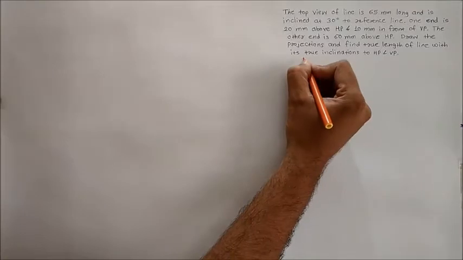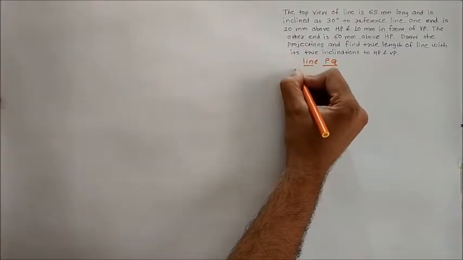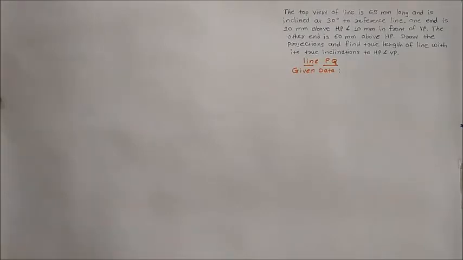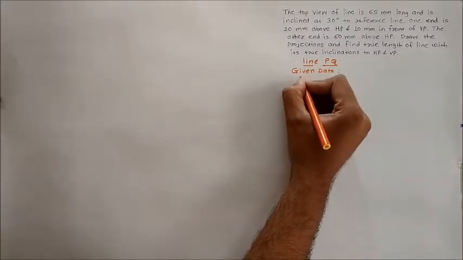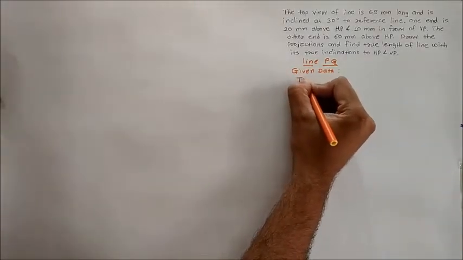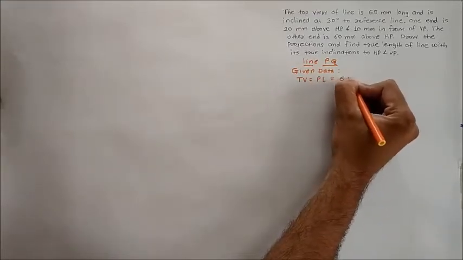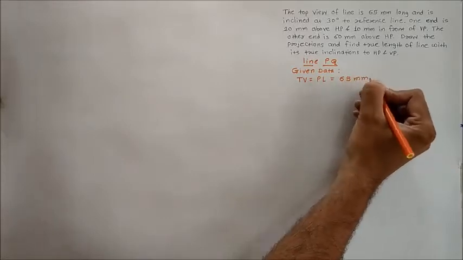So here the nomenclature to the line is not given, so we will consider line PQ. The given data first we will note down. The top view of line is 65 mm long. In the projection of line, the top view of line is equal to the plan length of that line. So here the plan length is given, that is top view. So top view of the line is equal to plan length, which is equal to 65 mm.